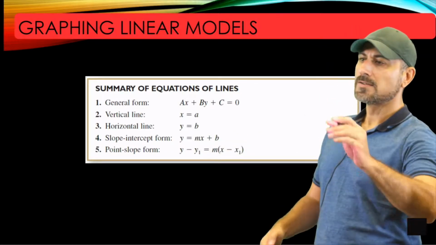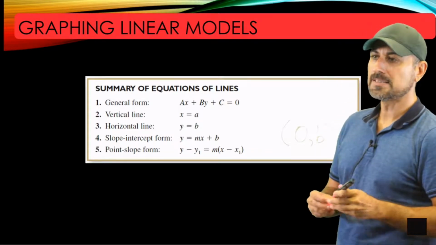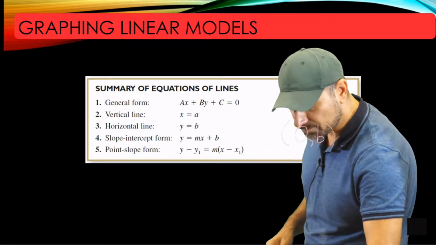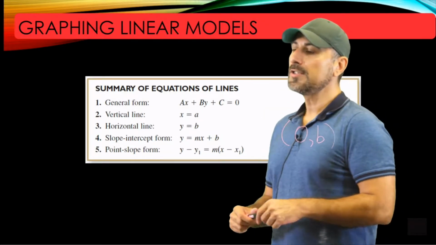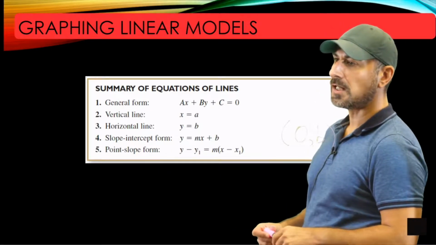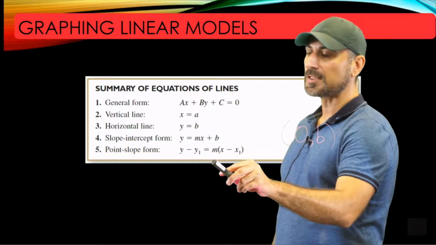In fact, it's like (0, b) essentially. So that's the y-intercept of the line. Or you're given the point-slope form of the line. The line passes through the point x1 and y1, and it comes with slope m.